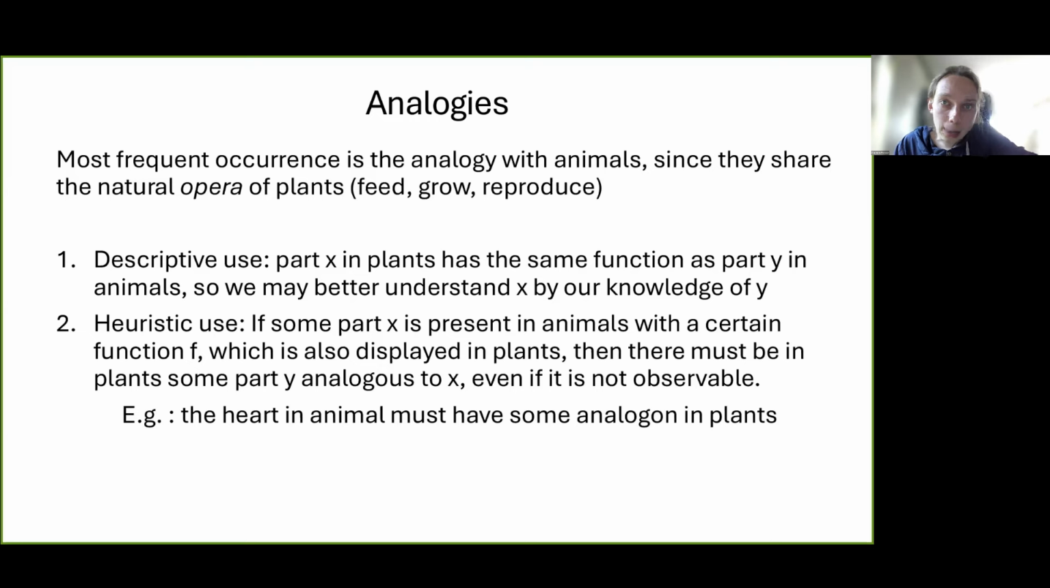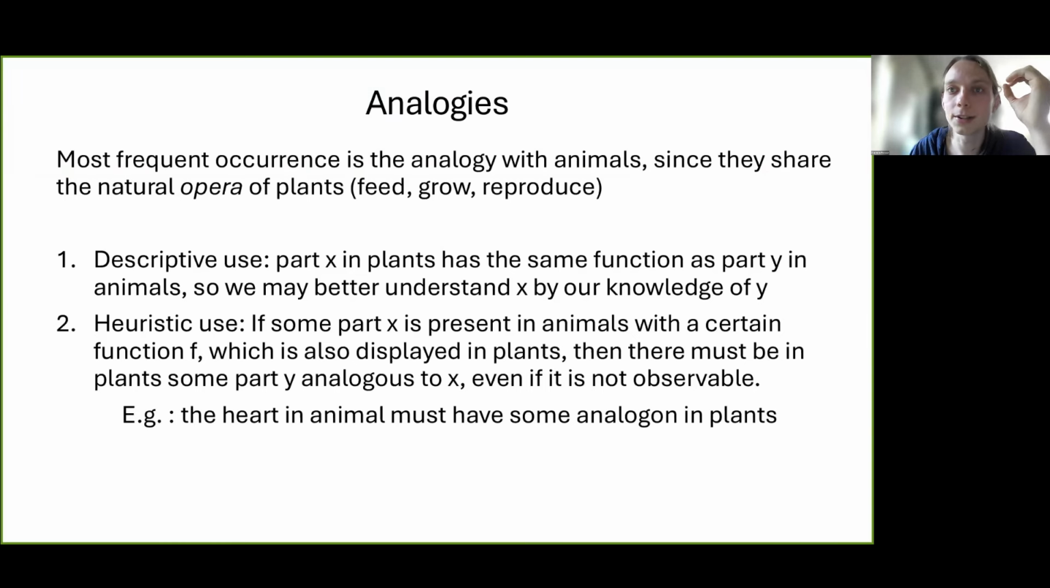More precisely, Cesalpino compares plants to animals in three different ways, at least. First, a part in plants may be described and thus better understood by comparing it to a part in animals that fulfills the same function, or that is supposed or claimed to fulfill the same function. For example, roots carry food in plants in the same way as veins do in animals, Cesalpino thinks. Therefore, some properties of veins, which we know well, can provide an explanatory model for plants, which we know little about. We can better understand roots with the help of what we know about veins.